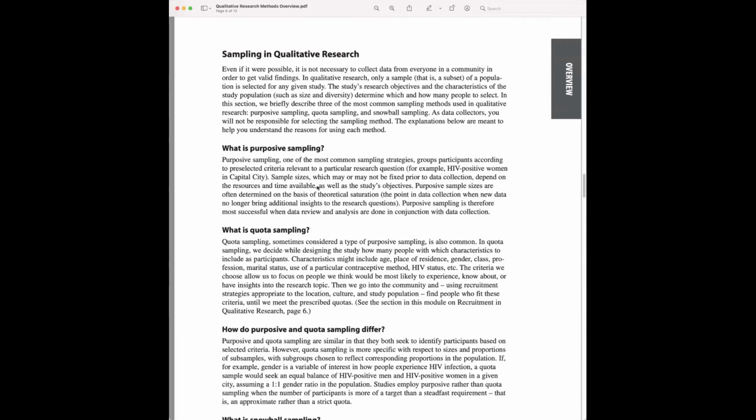In fact, that's one of the constraints of qualitative research. The time available for you can affect your study a lot. Purposive sample, because you are doing in-depth, sometimes you don't have much time. Purposive sample sizes are often determined based on theoretical saturation, the point in data collection when new data no longer brings additional insight. After talking to the nth person, you are not getting any more new information, so you stop.